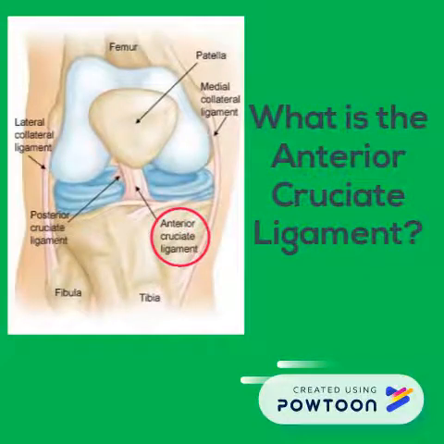So the image here shows a frontal view of the joint. The function of the ACL specifically is to prevent the tibia, one of the bones in the lower part of your leg, from sliding out in front of the femur or your thigh bone.